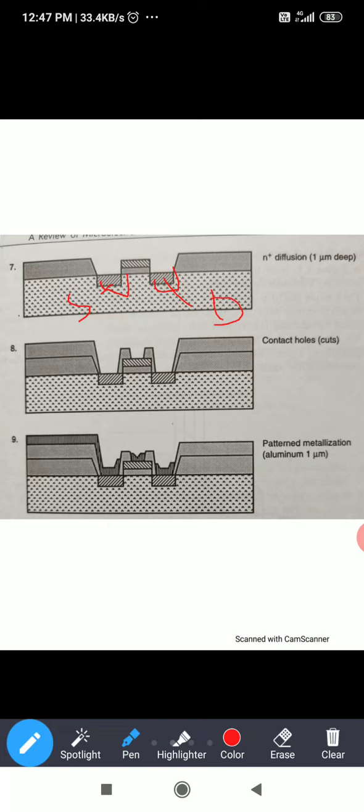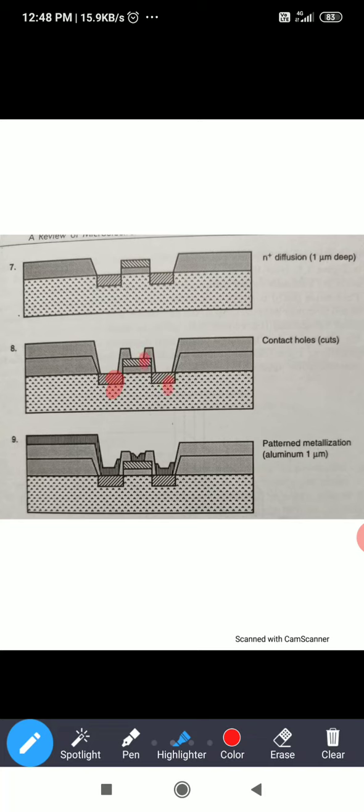After forming this, we need contact holes to connect external terminals. You need to connect the external terminals. So this is for the source, this is the gate, this is the drain. For the external terminal connection, we will form the cuts, the contact holes. Here, if you see, this is for source, gate, drain.